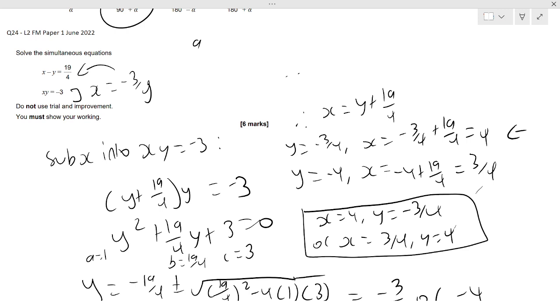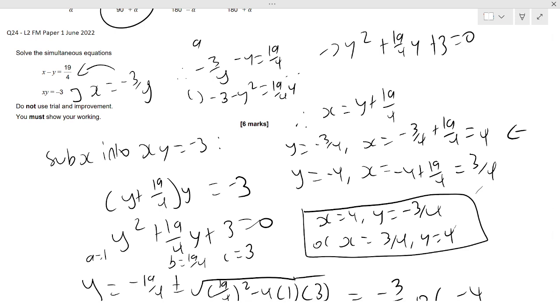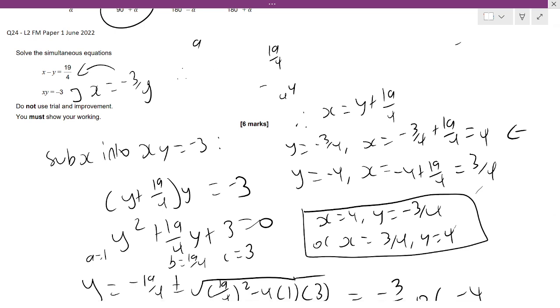Then you could say, well, minus 3 over y minus y is 19 over 4. Then to get rid of the y, you just times by y. So you get minus 3 minus y squared is 19 over 4 y. Then you can move everything to the right to get rid of the negative. Then y squared add 19 over 4 y add 3 equals 0, which is exactly the quadratic we get here. Either way works, but I just find it looks a bit nastier, but it works out the same way.